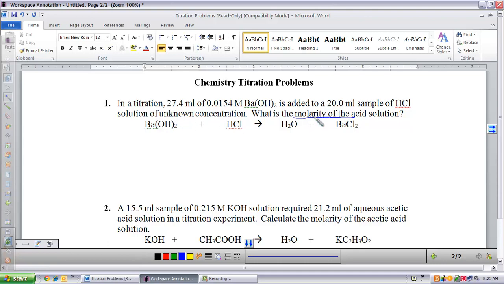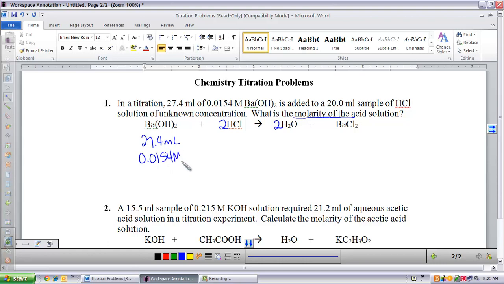So the first thing you want to do is balance your equation. If you notice that you have one barium on each side, two oxygens are required on each side, so I have to put a 2 here. 4 hydrogens, so you need 2 more hydrogens here. 2 chlorines, you're balanced. I like to write the given information underneath each chemical because it can be confusing.